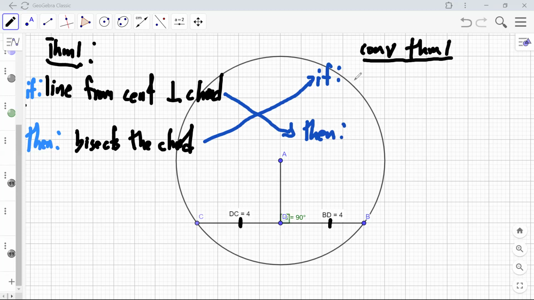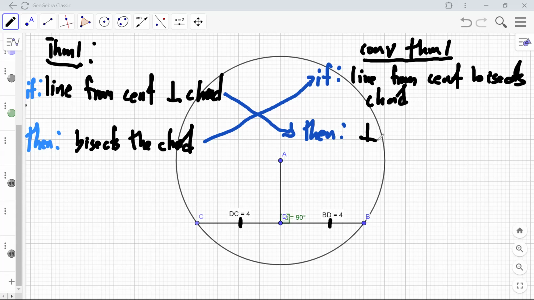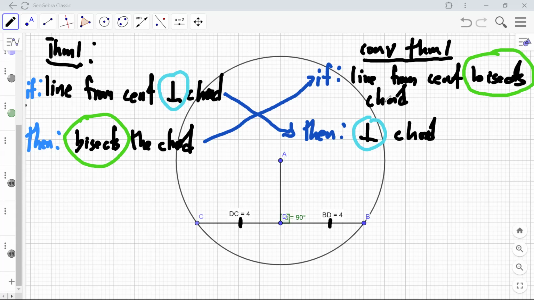But how do we write the if? This will be the if for the converse. If a line from a center, or from the center of a circle, bisects a chord, bisects is the key word, bisects a chord, then that line must actually be perpendicular to the chord. Okay? And what are the key things there? In the condition, the key thing was that the line is perpendicular to the chord. So I hope you see how that has now become part of the conclusion. Similarly, what was in the conclusion, the word bisect, has now become the if in the converse statement.